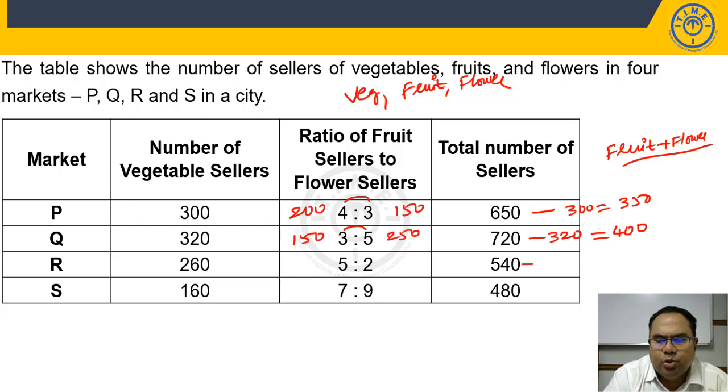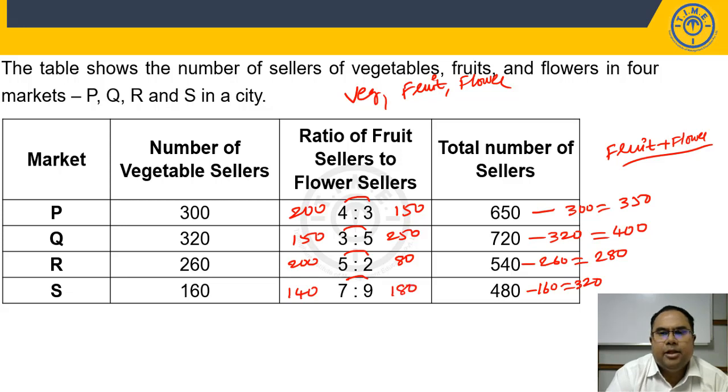So 540 minus 260, it is nothing but how much? 280. I am dividing 280 in the ratio of 5:2, 7 parts, each part 40, so 200, this is 80. Then 480 minus 160 is 320. 320 I am dividing in the ratio of 7:9, 16 parts, so each part 20, so 140, 180. So I got number of vegetable sellers, I got fruit sellers, and I got flower sellers.